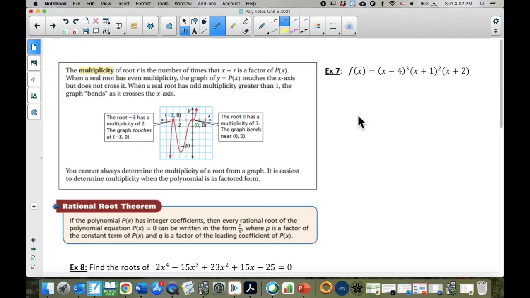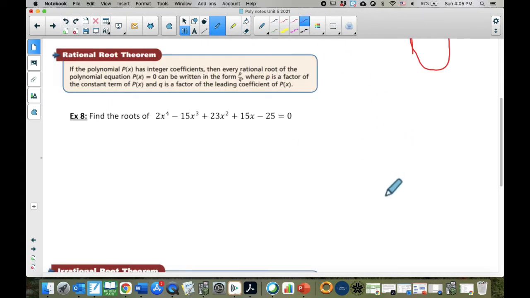Hi everybody, this video today is going to cover the back page of the real roots of polynomials. This first section, actually, we've talked about this before. It's talking about bends and bounces, and we've talked about that before. But the main thing I want to talk about from this page is the rational root theorem as well as the irrational root theorem. So the rational root theorem is kind of different.